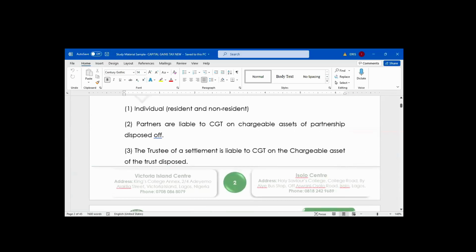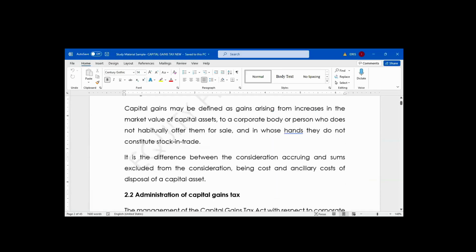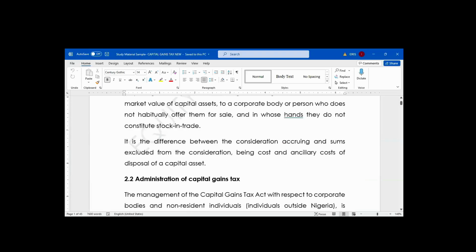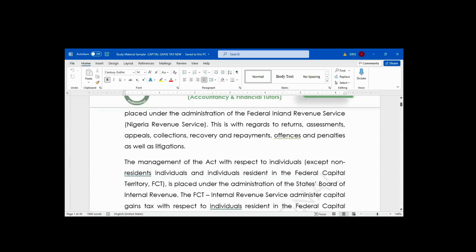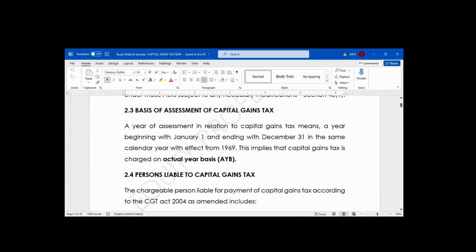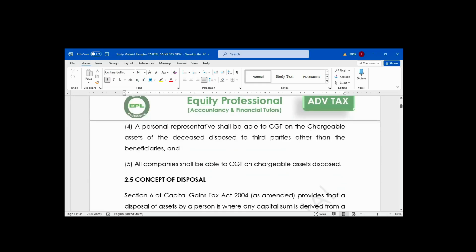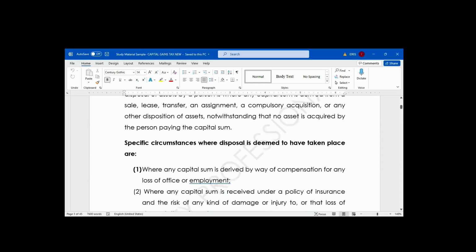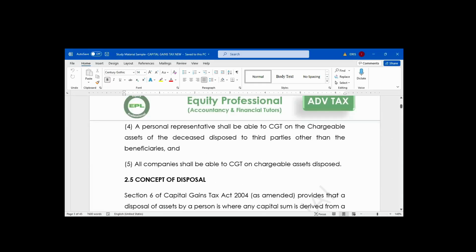We have defined capital gain tax. We have looked at the basis of assessment of capital gain tax. We have also looked at the administration of capital gain tax. We have looked at persons liable to capital gain tax. Our last class, we also talked about the concept of disposal.